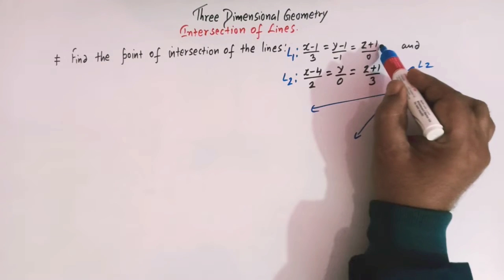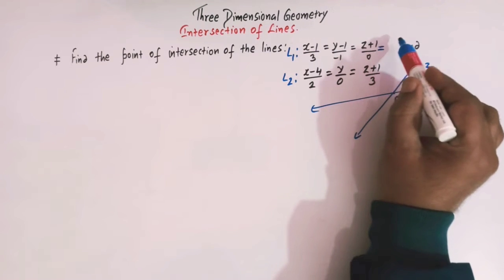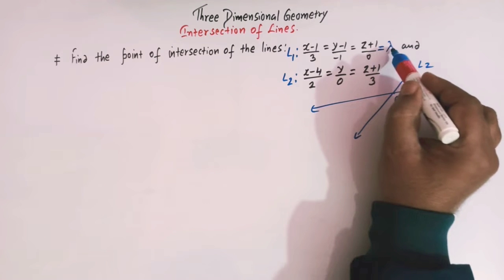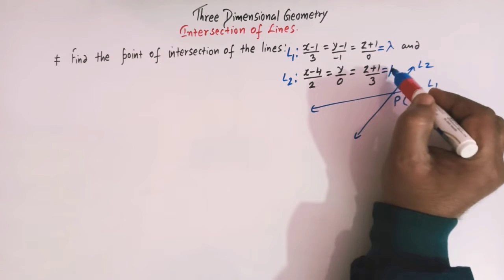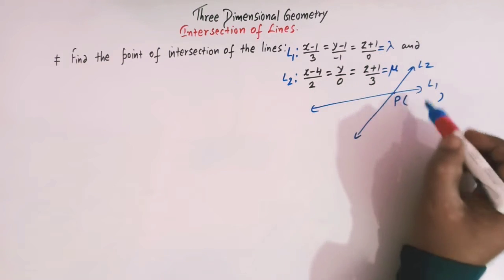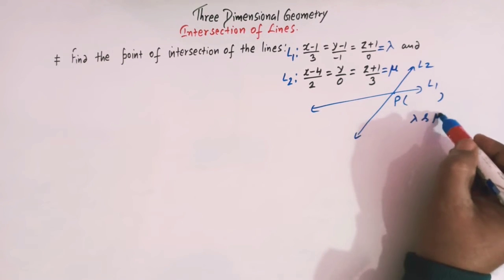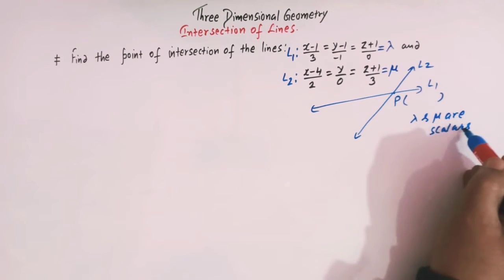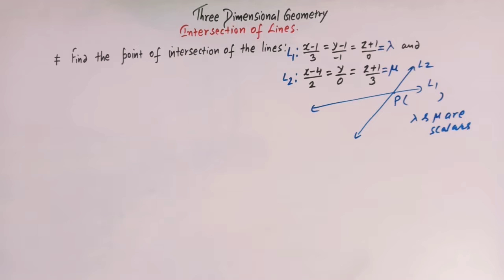So what we will do, we'll write a parameter or a real number, say lambda. Here lambda is a scalar, and here also we'll write a scalar, that is mu, where lambda and mu are both scalars. So they are real numbers.